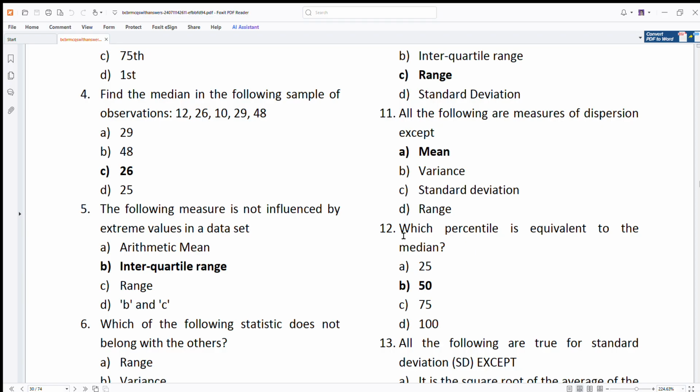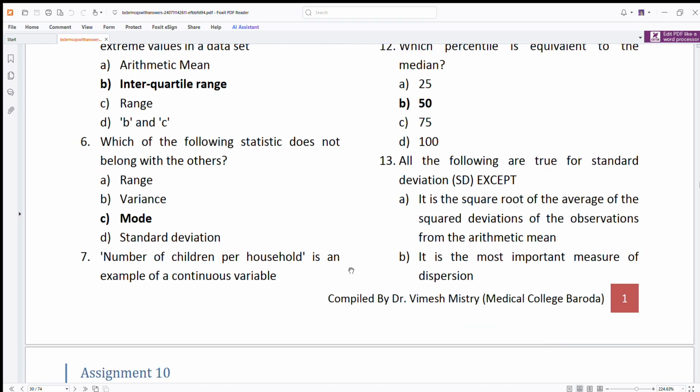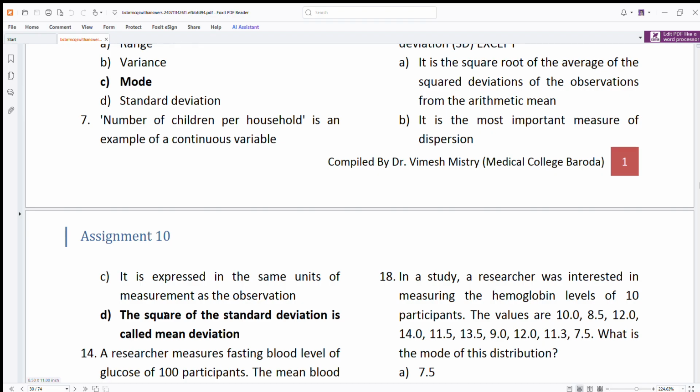Which percentile is equal to the median? 50, right? All of the following are true for standard deviation except: square root of the average of the squared deviation, dispersion, most important one, same units, yes. The square of the standard deviation is not called mean deviation.